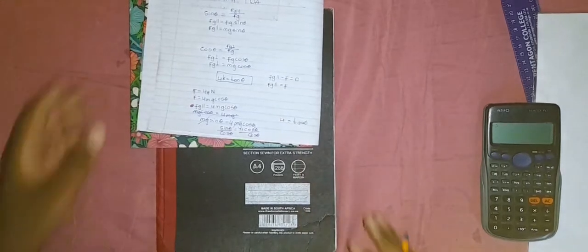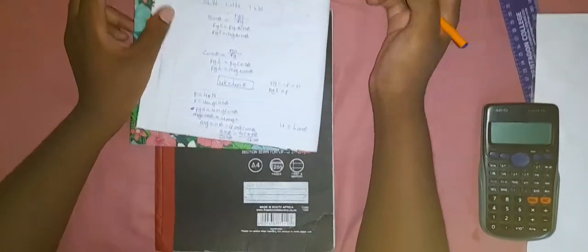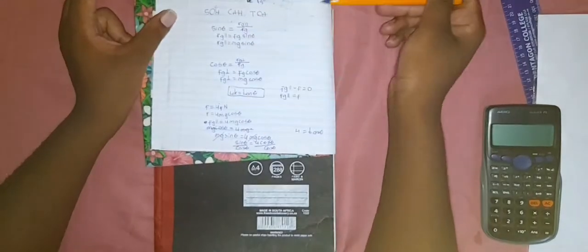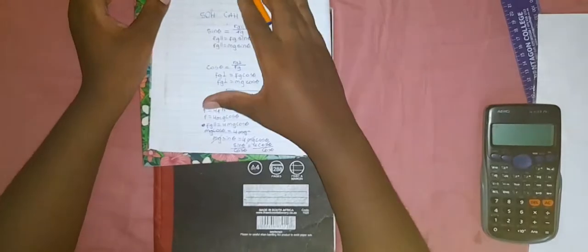So if they ask you to calculate the coefficient and they do not give you anything but the angle, you will say the coefficient is tan of that angle. And this is what I wanted to talk to you about.